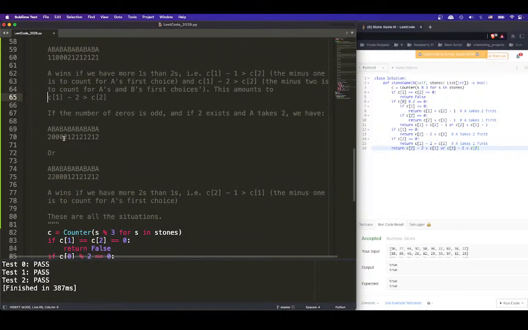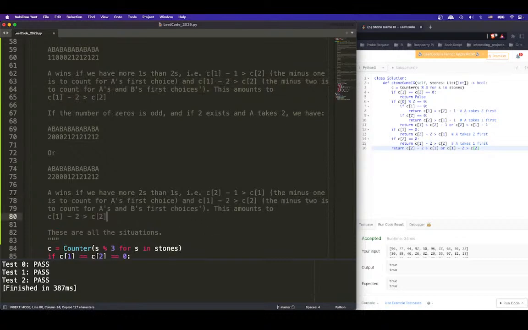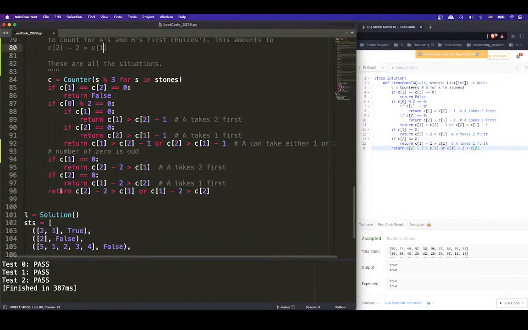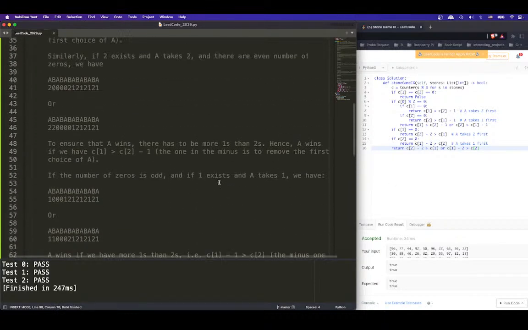Alright, here's the same. So we can remove A, then it's 2, 1, 2, 1, 2, 1. Right, so we need just more 2 than 1, which is minus 1. But this B is 1, B is 2, right? Then we say C2 minus 2 larger than C1. This amounts to C2 minus 2 larger than C1. Therefore, we take 2, C2 minus 2, and then this can take either 1 or 2. Okay, so that's that.